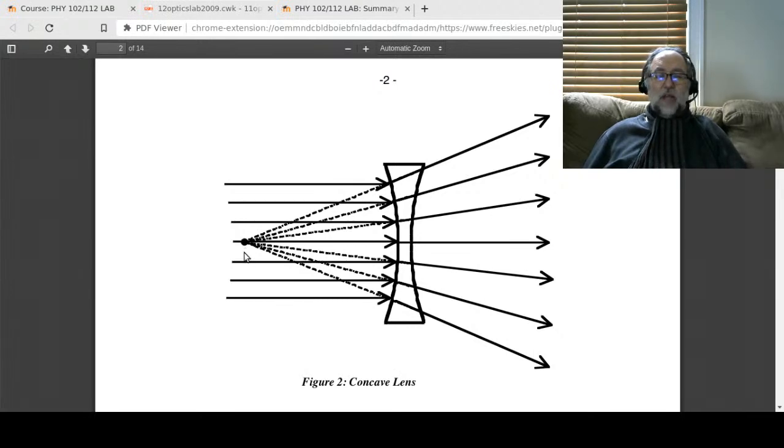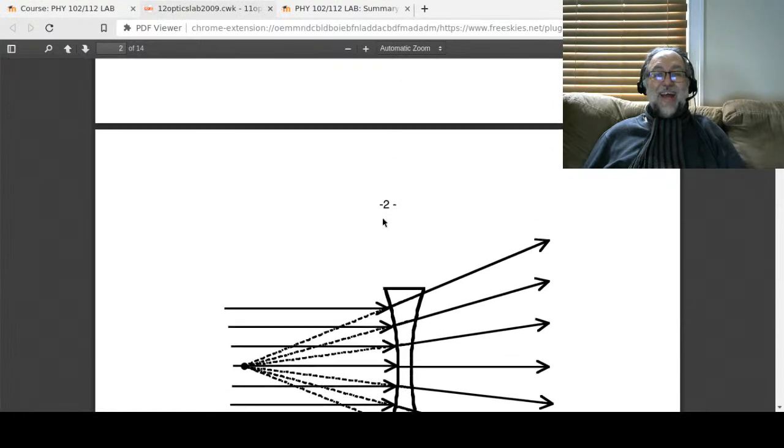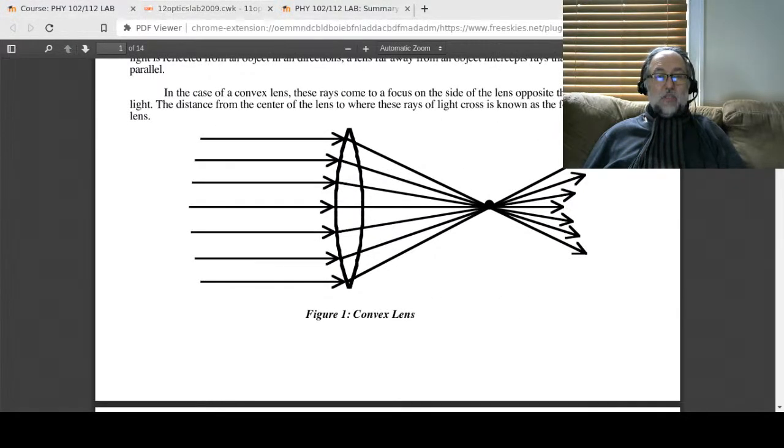I'll show you some ray tracing in a minute. I'll switch to another screen and show you how to do the ray tracing. But the divergent lens, or the concave lens, makes the rays diverge away from a focal point, whereas the convex lens bends the rays such that they converge towards a focal point, okay? And this leads to some very different behavior, as I'll show you in a minute, all right?